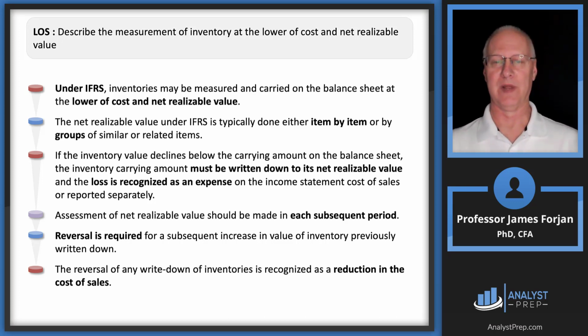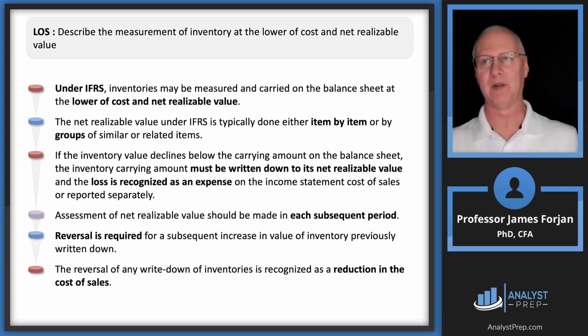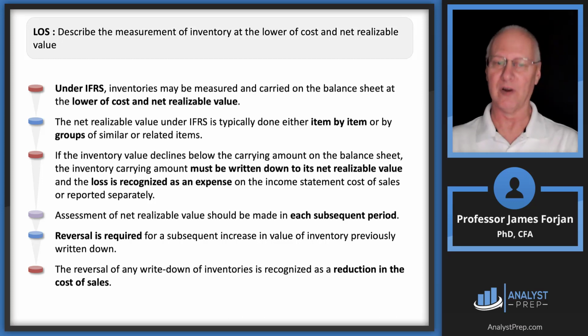Now, when that is written down, then of course it shows up as an expense over on the income statement. Look at that fourth point there. Assessment of net realizable value should be made in each subsequent period. And then what happens if this is reversed? So we can have a reversal of this, and so this has implications for both balance sheet and income statement items.